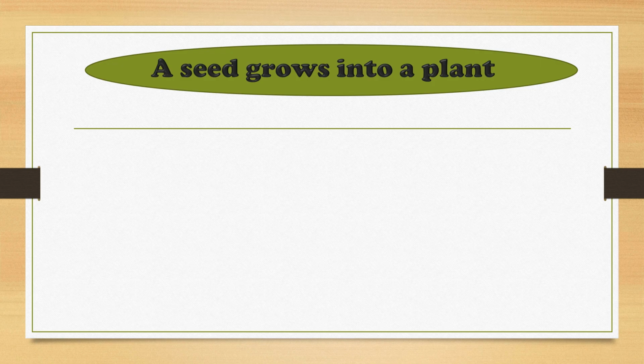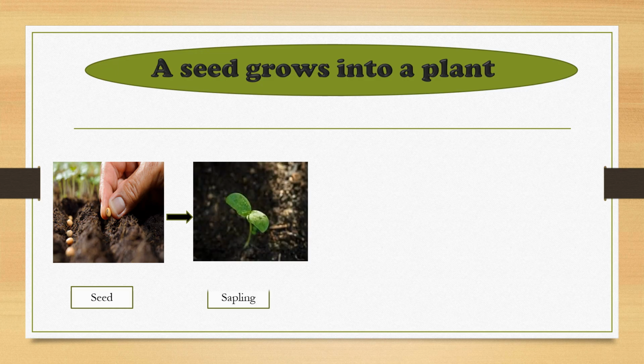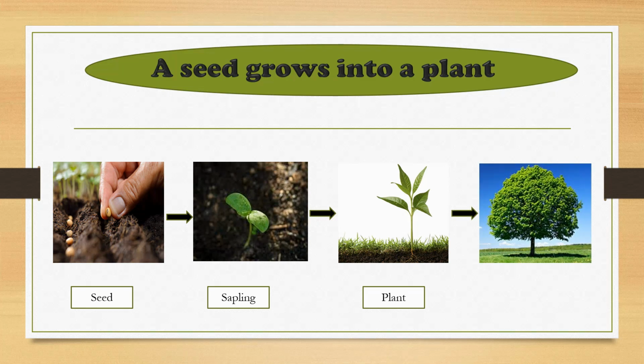A seed grows into a plant. When we sow a seed, the seed germinates, and then after a couple of days we see a sapling. The sapling grows into a plant, and then the plant grows into a tree.